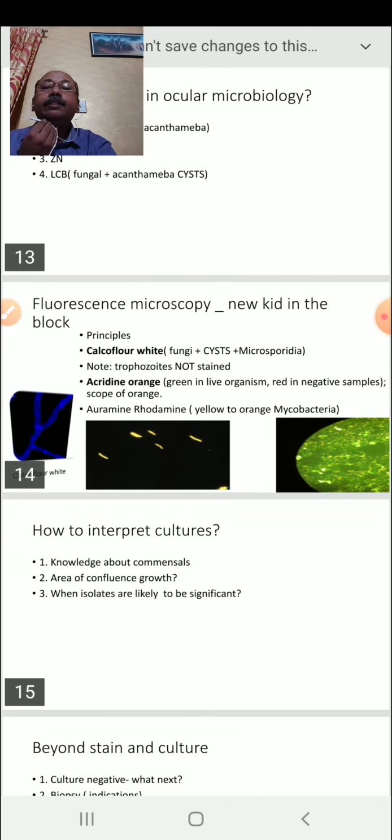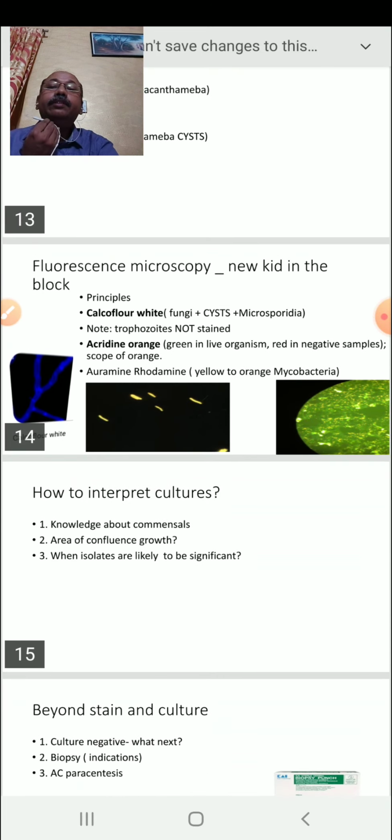Now a recent advance is fluorescent microscopy. We have some fluorescent dyes which emit beautiful light which helps to diagnose certain kinds of microorganisms. Calcofluor white is a special kind of fluorescent stain which is used to diagnose fungus, Acanthamoeba cysts and microsporidia, but the trophozoites are not stained. In slide number 14, in the left hand side picture, you can see the Calcofluor white stained smear.